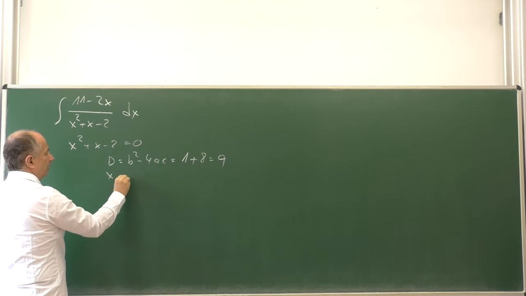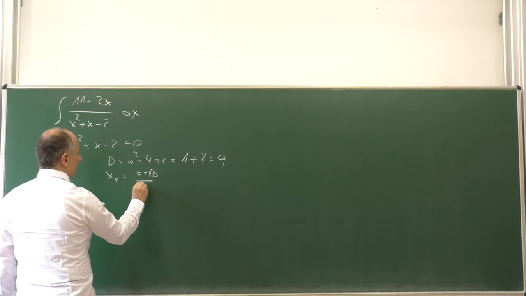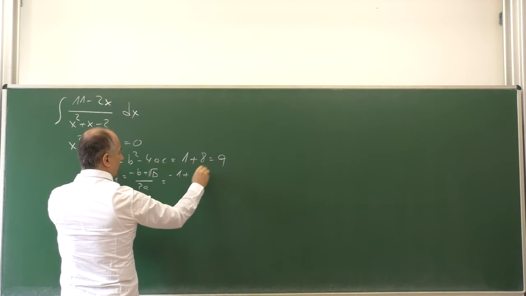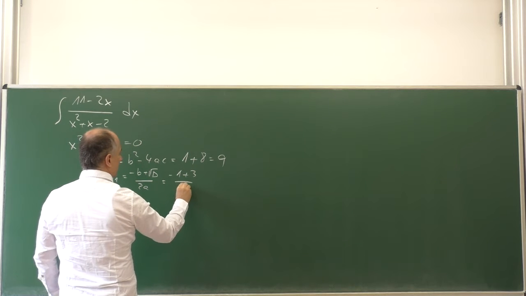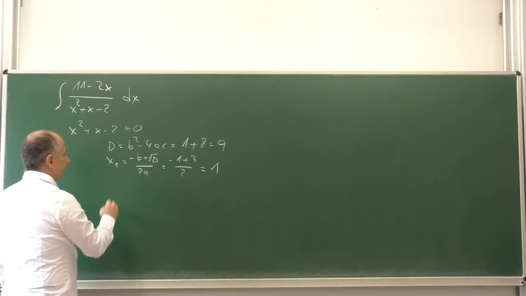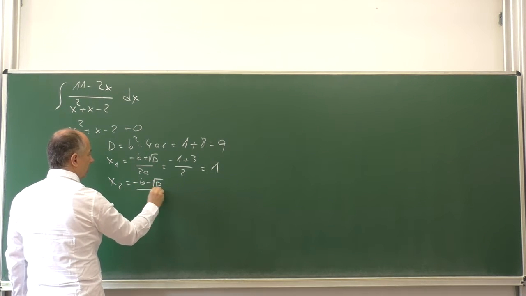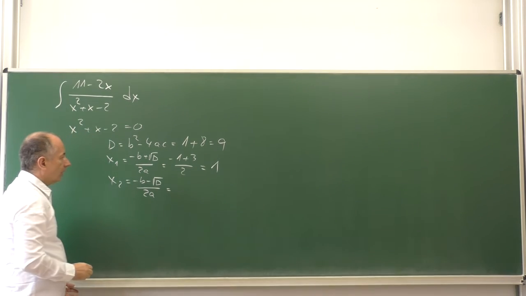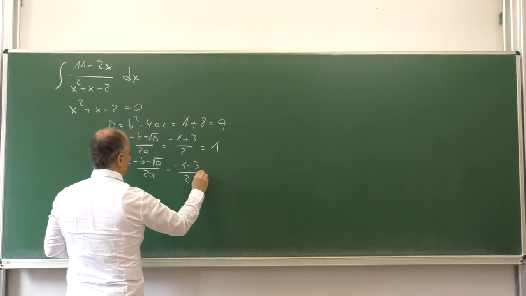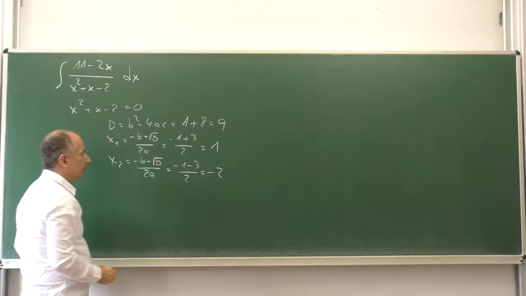So the first root is minus b plus square root of d divided by 2a, which is minus 1 plus square root of 9, which is 3, divided by 2, which is 2 divided by 2 is 1. And the second root is minus b minus square root of d divided by 2a, which is minus 1 minus 3 divided by 2, which is minus 4 divided by 2, which is minus 2.